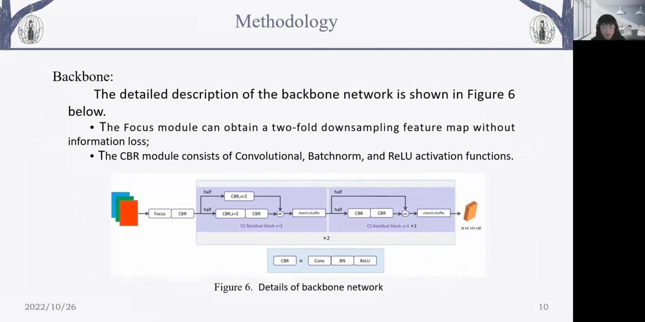The detailed description of the backbone network is shown in Figure 6 below. The Focus module can obtain a two-fold downsampling feature map without information loss, and the CBR module consists of convolution, batch normalization, and activation functions. Here, we are not going to waste our precious time on the structure section. If you are interested, you can go and read the relevant part of the paper.